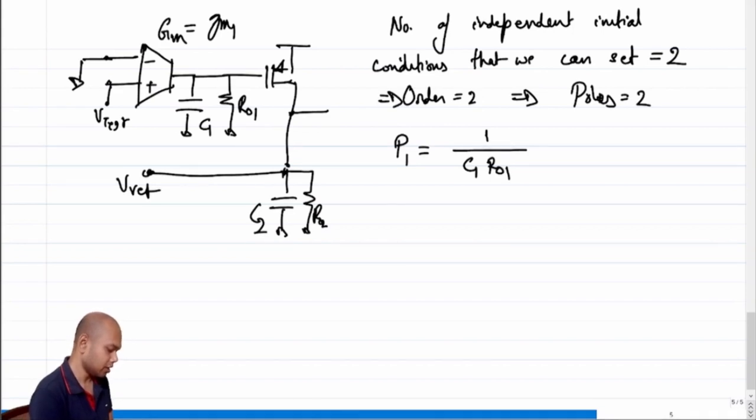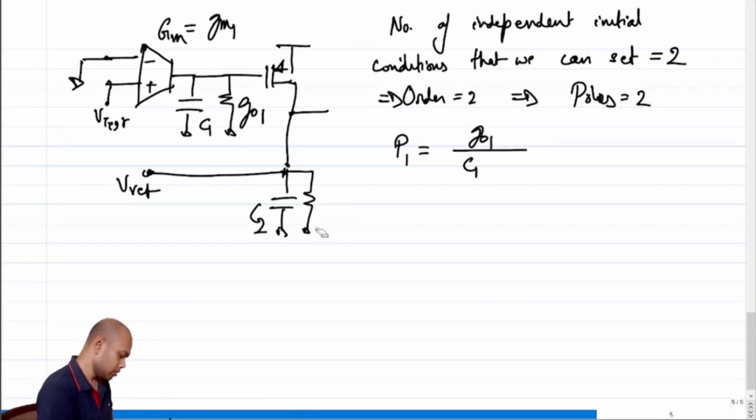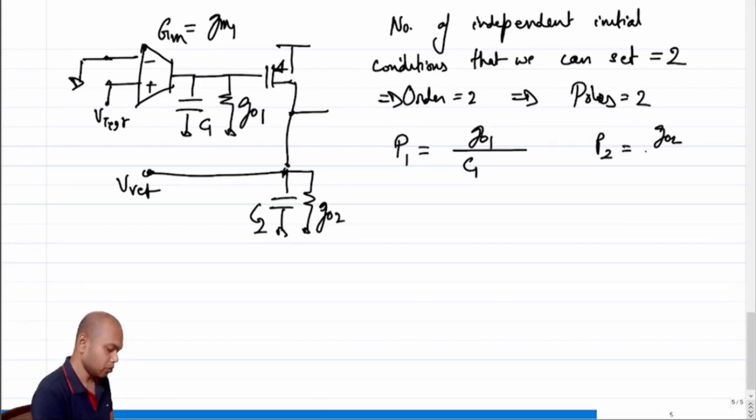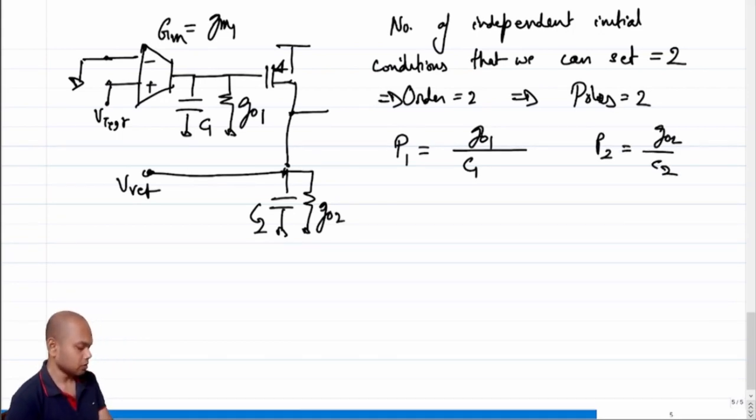What is the pole associated with, or let me write in this form, let's say GO1 by C1, right? So let's write in conductance domain. So this is GO2, right? What is the other pole? P2 will be GO2 over C2, right?